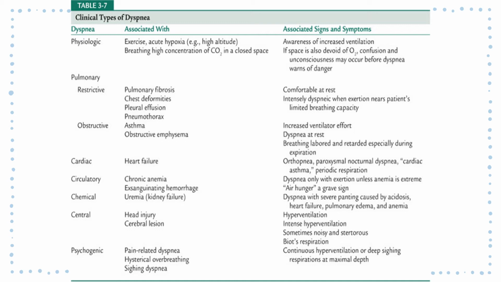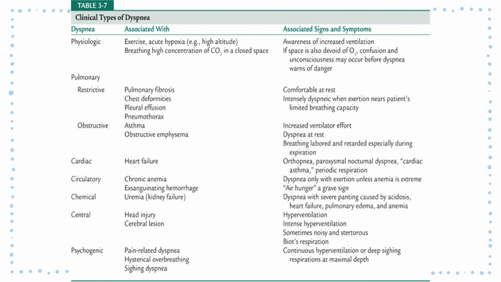If it's associated with heart failure, they need to sit up to breathe. It's hard for them to lie down at night. If they have chronic anemia, or if they're bleeding, like hemorrhaging, that's circulatory air hunger. It's almost like a guppy breathing kind of thing, where they gasp for air.